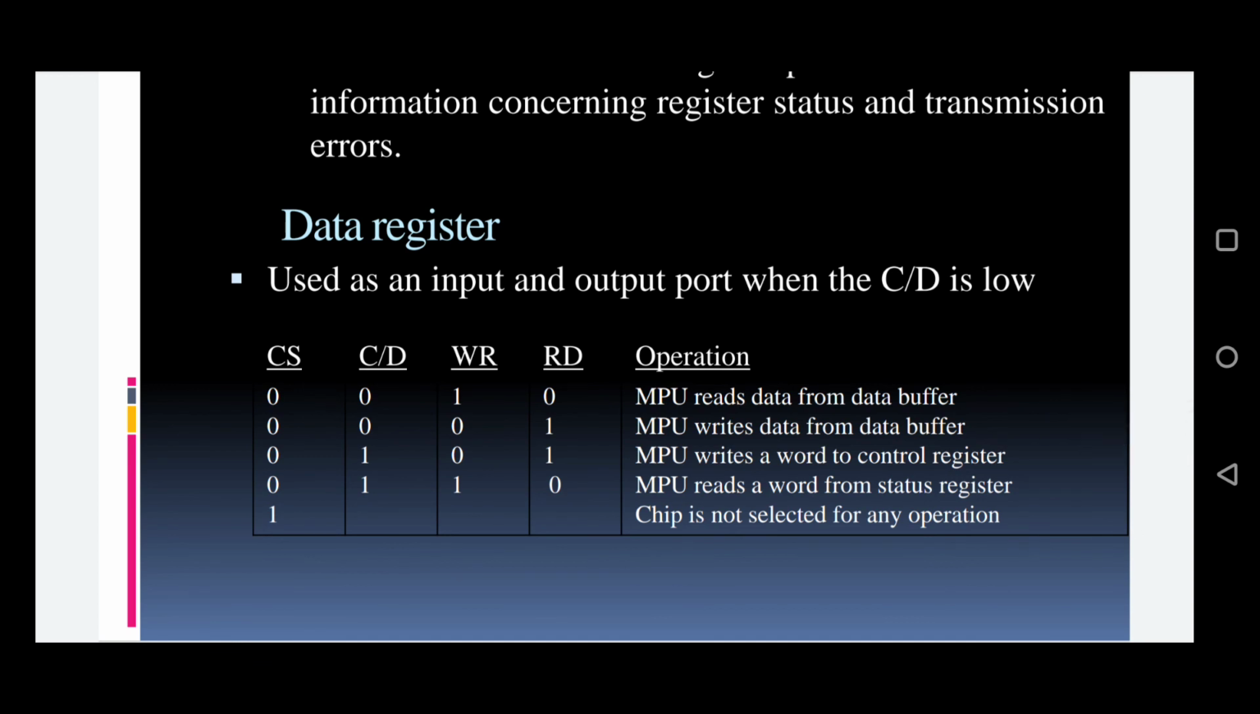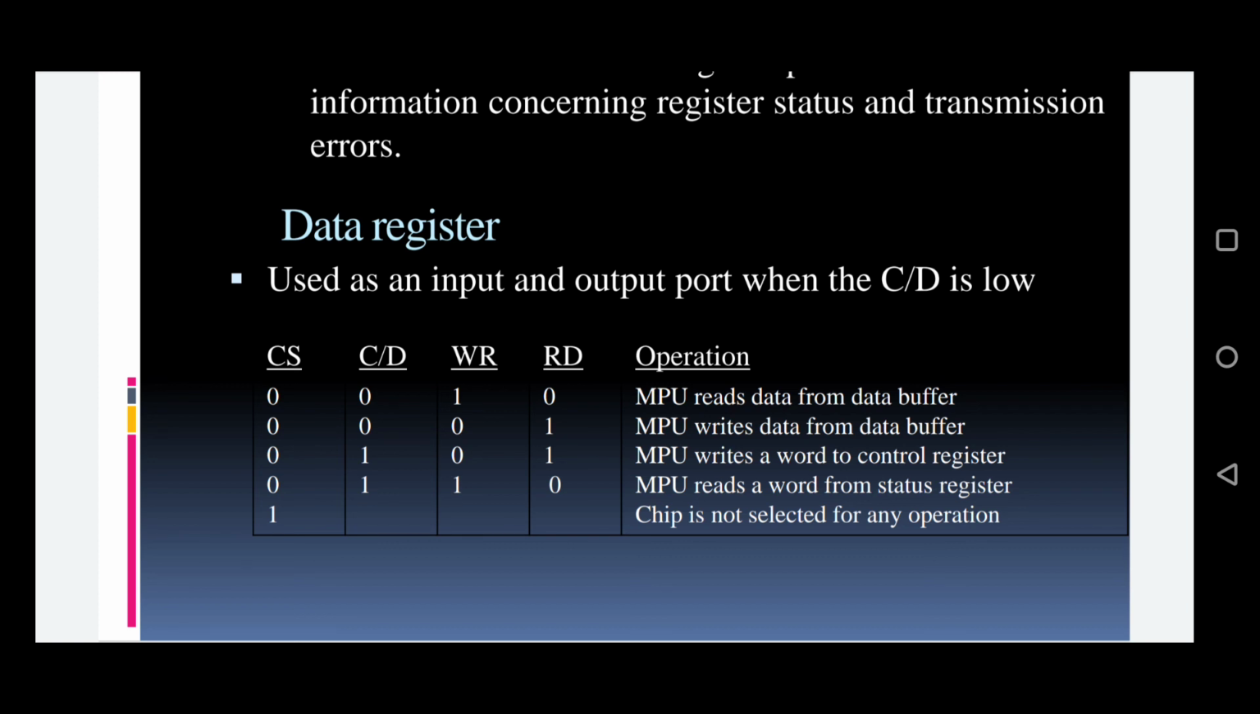See the first condition: when CS is 0, C/D is 0, write is 1 and read is 0, the operation is that the microprocessor unit reads data from the data buffer. Here the read pin shows 0, so read is active. Write is 1, so there is no write operation. The C/D value is 0, so the data will be accessed. Only the microprocessor reads the data from the data buffer.